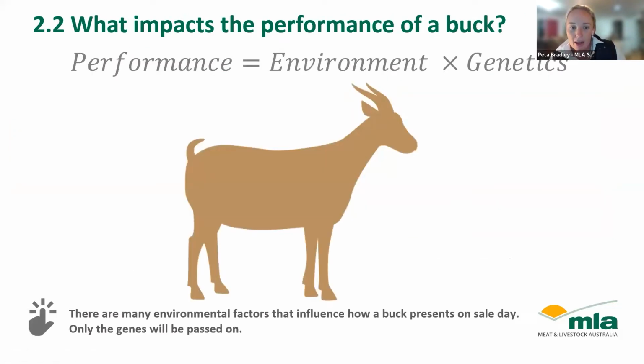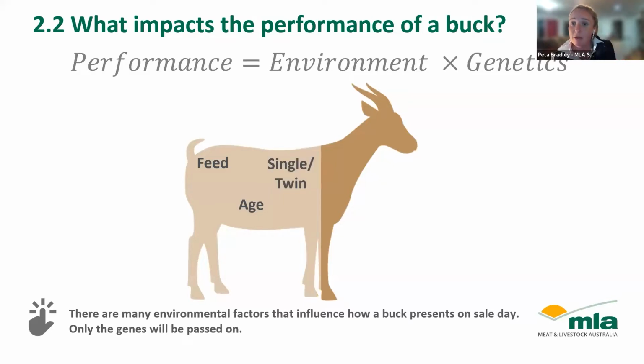So to think about that, if you're going to purchase a buck on sale day, using that car analogy, what you're actually purchasing are the genes to take home and put into your herd. The physical animal that you look at on sale day, there's a lot of things that could influence what it looks like. A few examples are, how much was it fed? Was it preferentially fed compared to the sale down the road? The age of the buck, was it born earlier or later over the kidding period? Was it born a single or a twin?